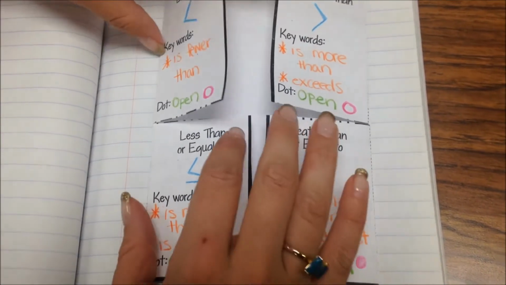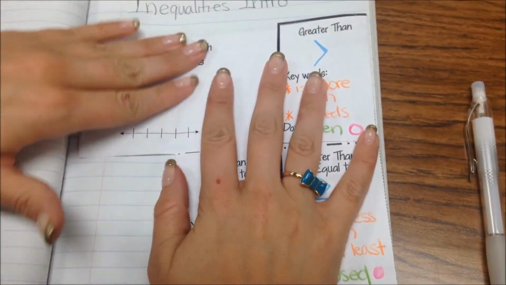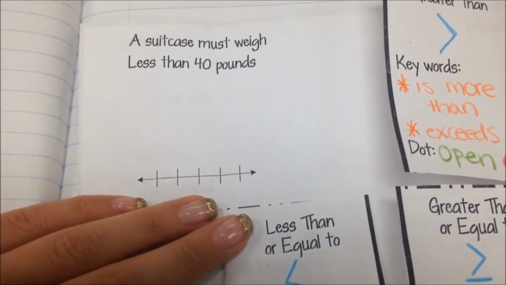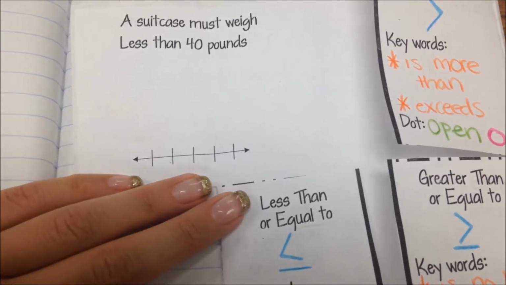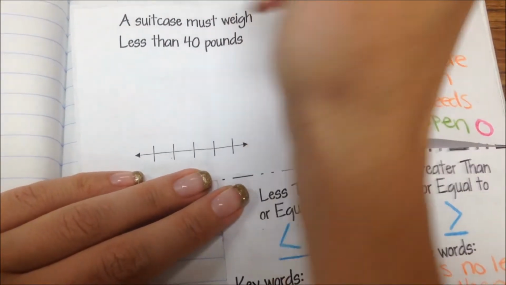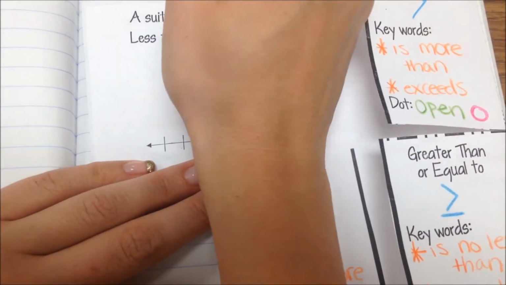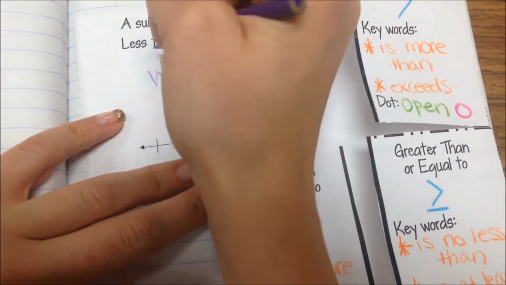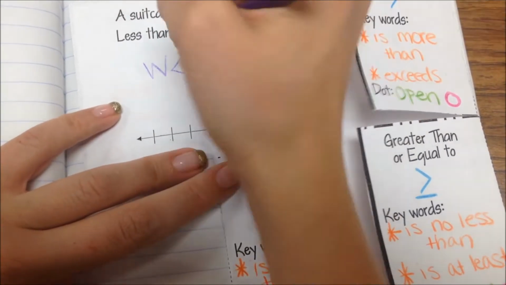Okay, then I'm going to go to the inside of my foldable, and I'm just going to open up my less than symbol because this is going to be a word problem where we can show the less than. So I have a suitcase must weigh less than 40 pounds. And this is kind of given to me. It says less than 40 pounds. So I'm going to take my purple colored pencil, and you always want to pick a variable. You can choose X, but in this case I'm going to choose W since it says weigh. So I'm going to say W. It tells me that it's less than, so I'm going to use my less than symbol. W is less than 40.